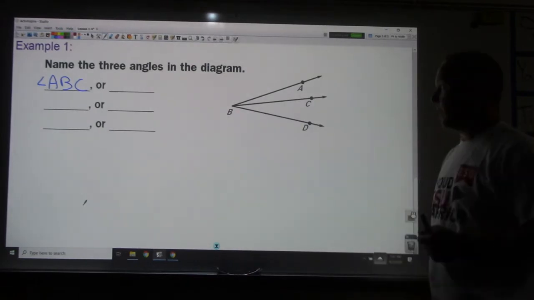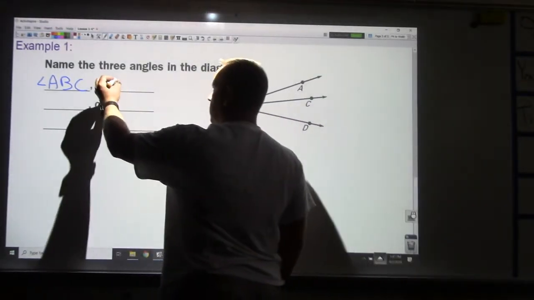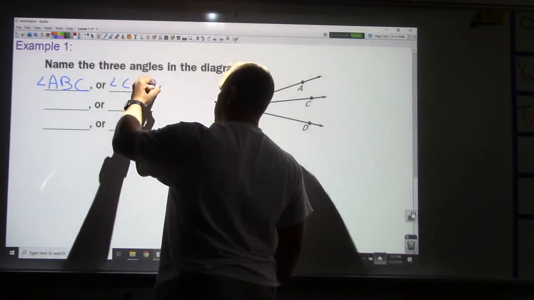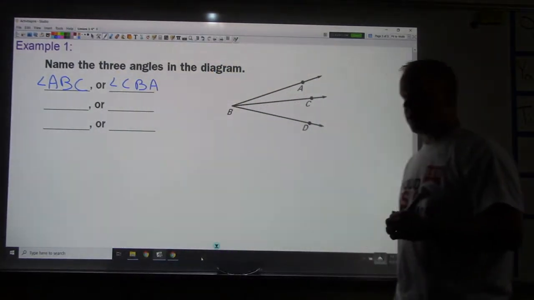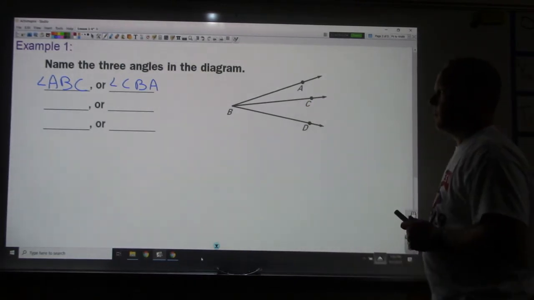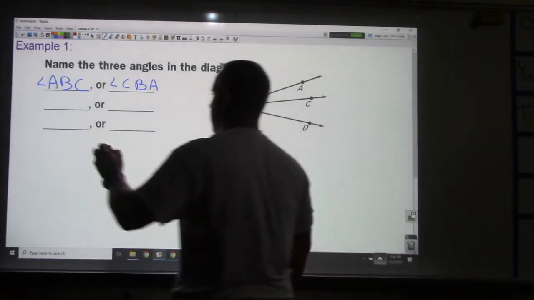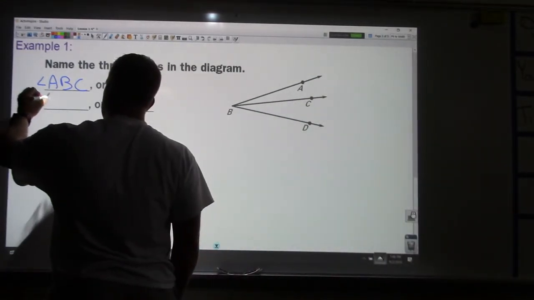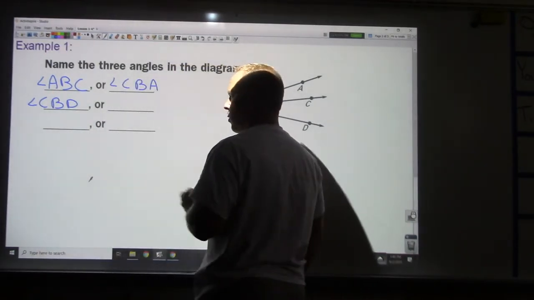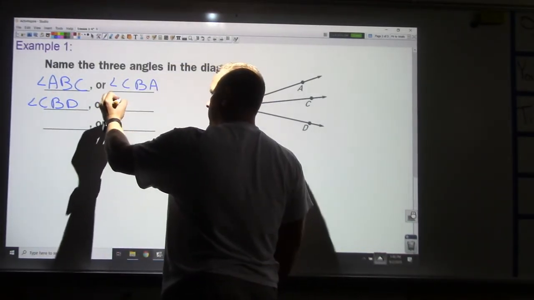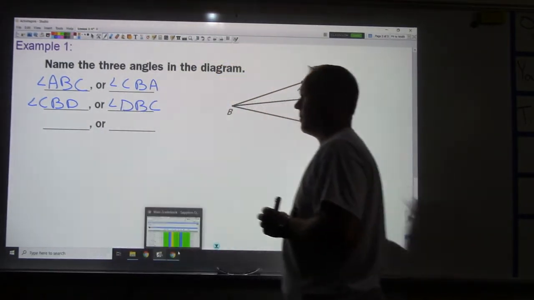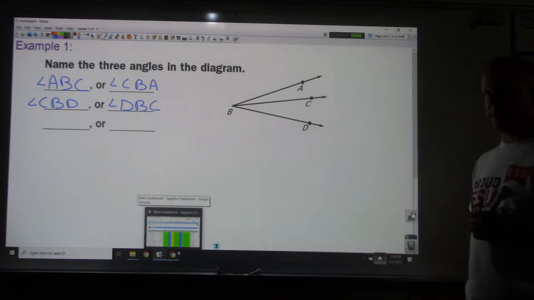He has another name, angle CBA. That takes care of the angle on the top. The bottom angle, his name is angle CBD, or he has another angle name of angle DBC. That's the angle on the bottom.